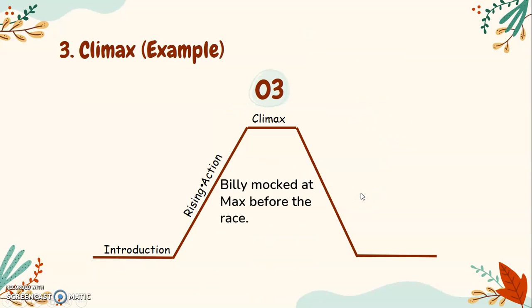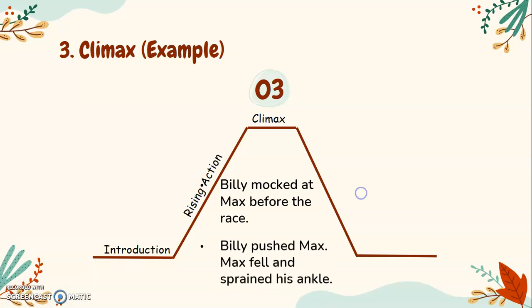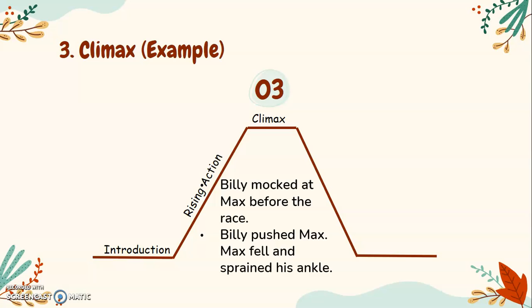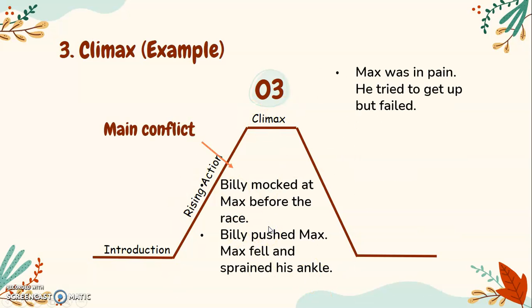So for example, before the race, Billy mocked Max. And during the race, Billy pushed Max and Max sprained his ankle. Maybe he was bleeding. Okay, so this is the part whereby the main conflict happens.